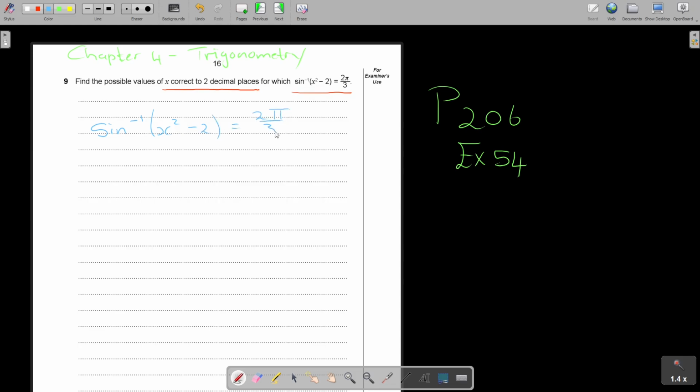equals pi over 3. So the first step that you must see, and when you look at that example, is that you're going to make it sin, and then you're going to swap this 2. So then you're going to say 2 pi over 3 is equal to x squared minus 2. Now, as soon as you see this, then you must think of the special angles. And the special angles you will find there on page 168.